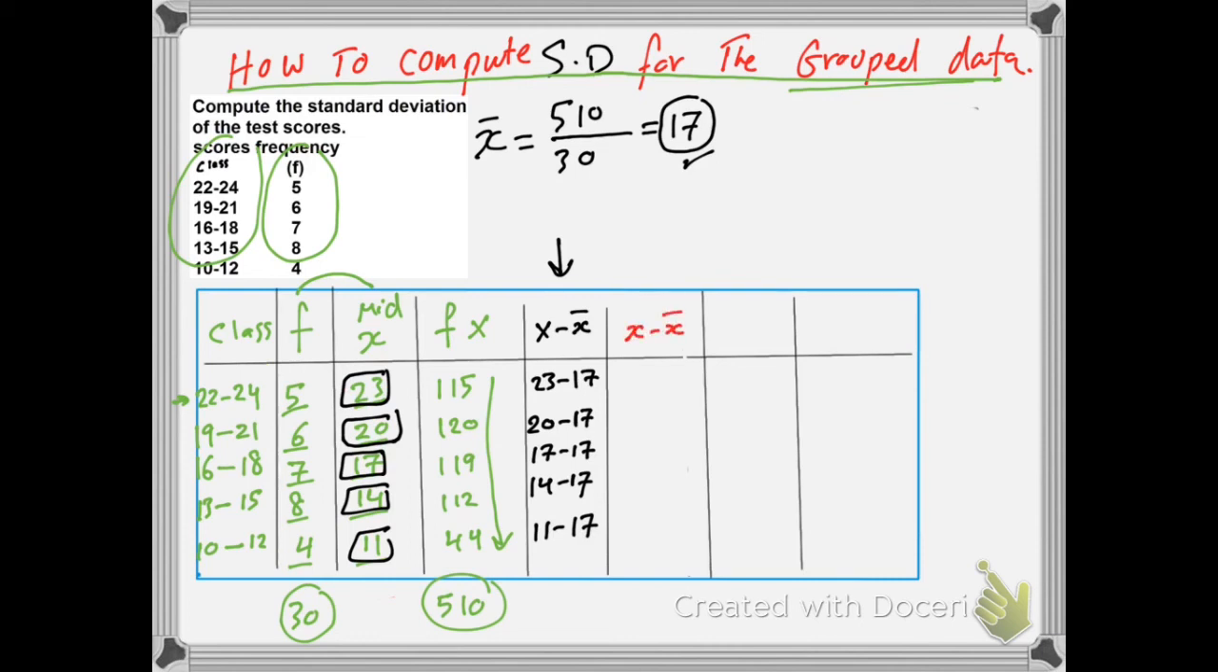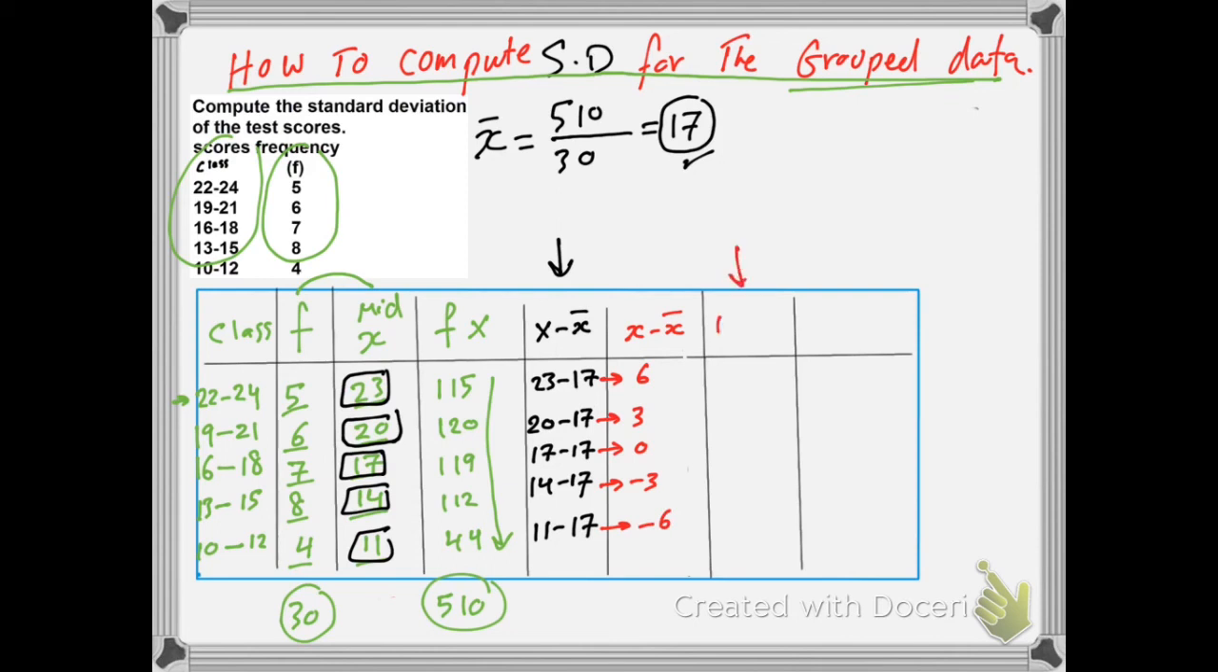Then x minus x bar equals 23 minus 17, which gives me 6. And 20 minus 17 gives me just 3. 17 subtract 17 becomes 0. And 14 minus 17 becomes negative 3. After that, 11 minus 17 becomes negative 6.